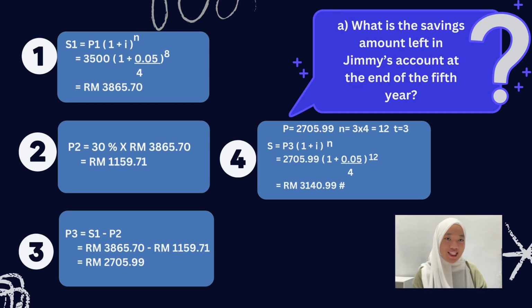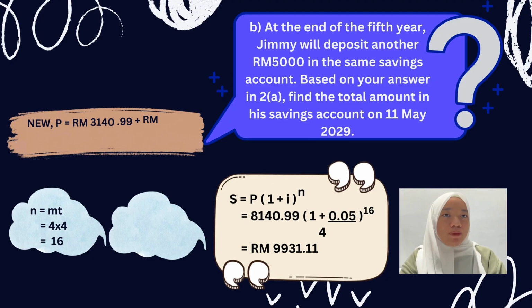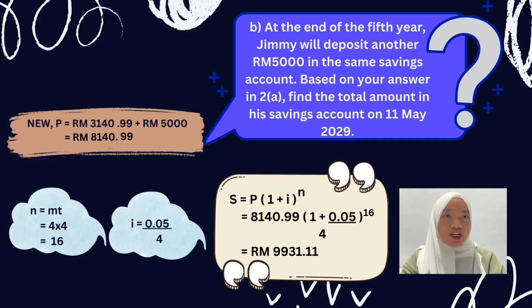We will get 3,140 ringgit 99 cents. P is obtained by adding the saving that he had in 5 years to another deposited amount, which is 5,000. We obtain 8,140 ringgit 99 cents as a new P. And we need to find N. N equal to quarterly multiplied by another 4 years equal to 16, and I equal to 0.05 over 4. So we just replace the information that we had into the formula, and the final answer is 9,931 ringgit 11 cents.